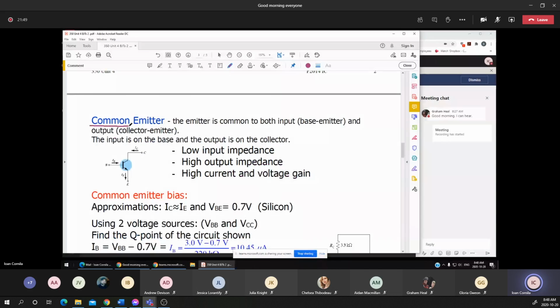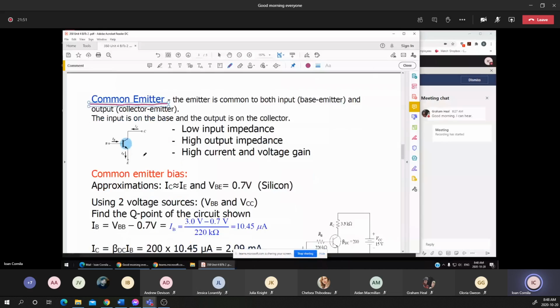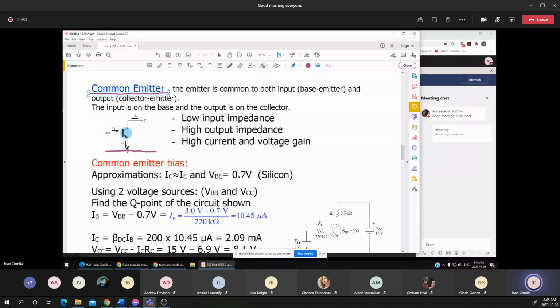You notice that again, common emitter, or the emitter is common on the input loop and it's common on the output loop. Most of the time you will deal with the common emitter because it has a very low input impedance, very high output impedance, and has a very high gain in voltage and in current.